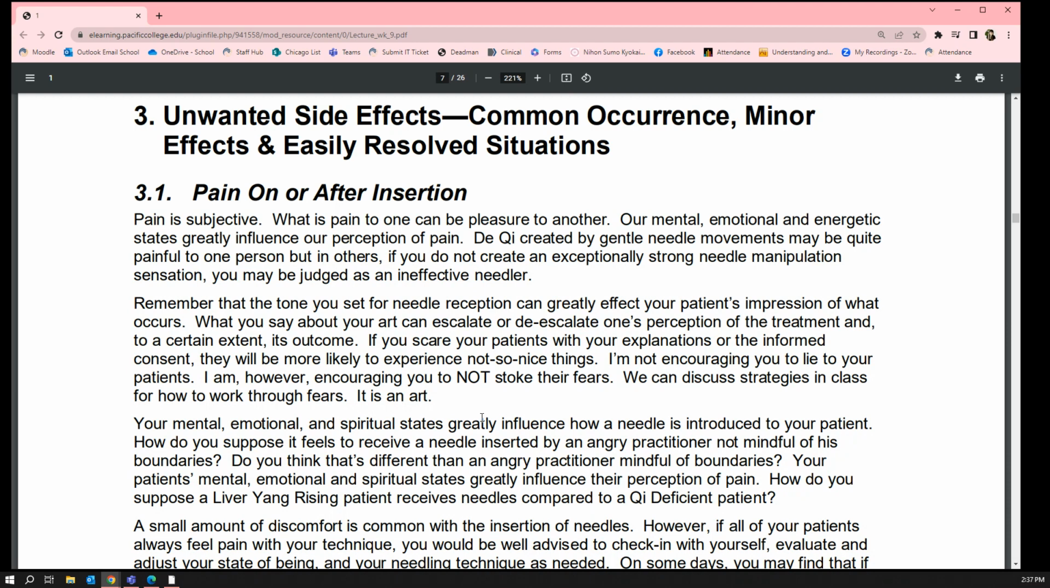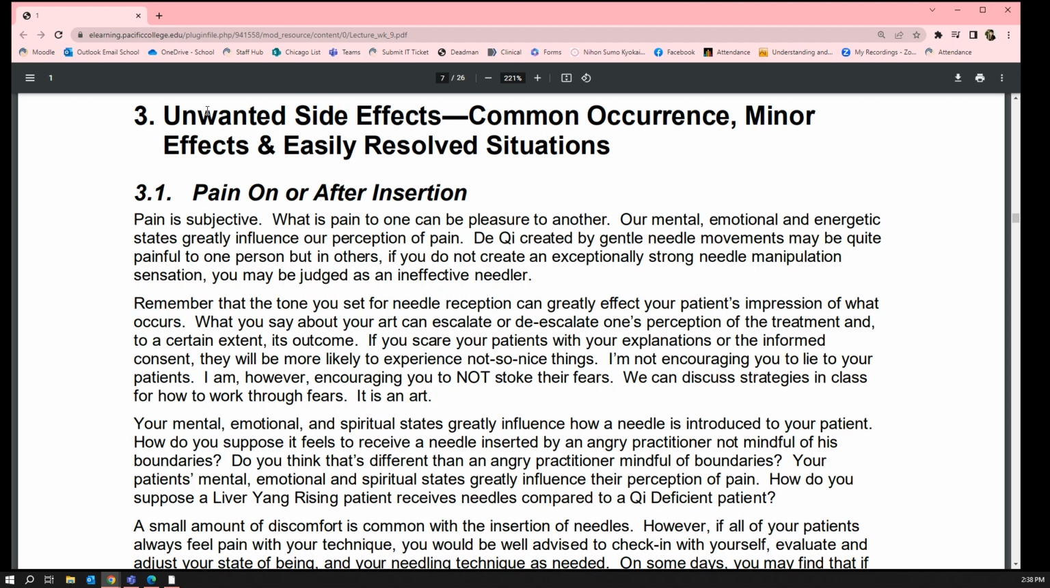And then you also need to check in with yourself. The notes say your mental, emotional, and spiritual states greatly influence how a needle is introduced to your patient. So imagine somebody who is very stressed out needling you, right? Elevated heart rate, the person might have shortness of breath, they might be feeling a lot of things. Their chi is not flowing properly. They are not going to be able to give as gentle of a needle, and in my opinion, as effective of a treatment for that matter. So check in with yourself, check in with your client before you start needling.